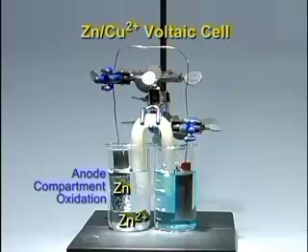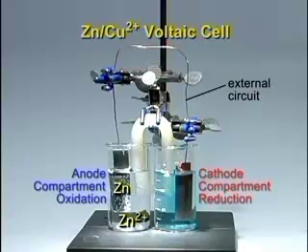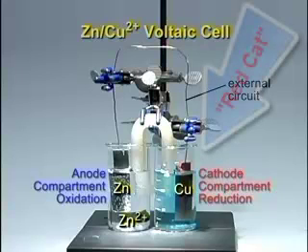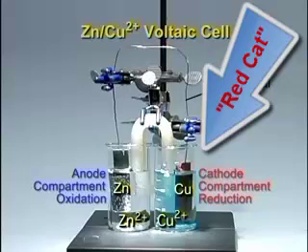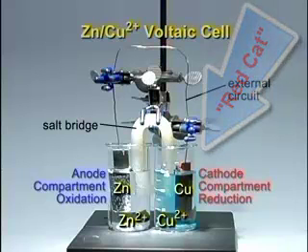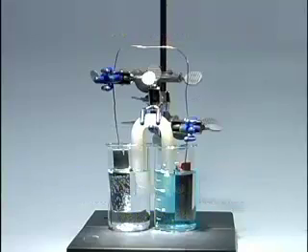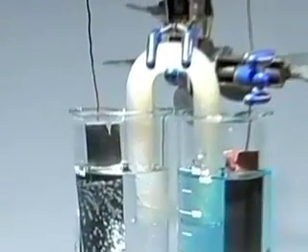Electrons leave this compartment, travel through the external circuit, and enter the cathode compartment. There, reduction takes place at a copper electrode dipping into a copper nitrate solution. A salt bridge maintains charge neutrality in the two compartments. Let's zoom into the atomic scale and see how this cell operates.